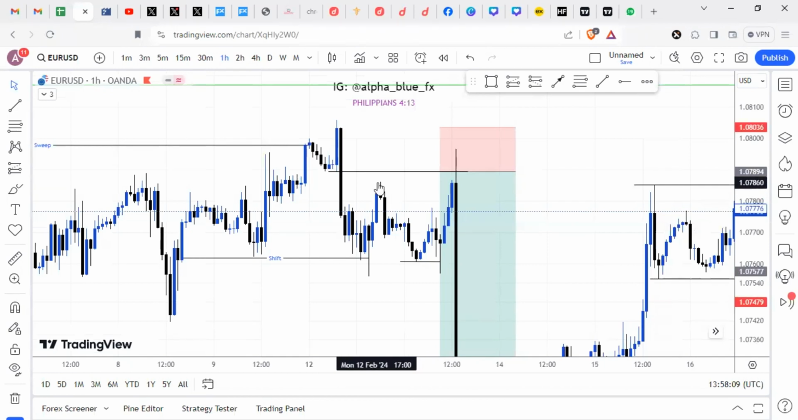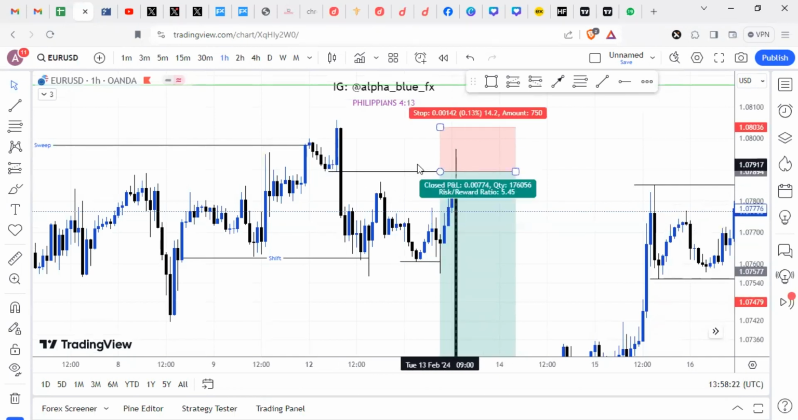It came all the way here and then engineered liquidity. So this right here is engineered liquidity. It didn't tap me in, it then started to sell off. So when I saw this, I knew that market will most likely come back, take out this liquidity right here, tap my point of interest, my order block, and then sell off.